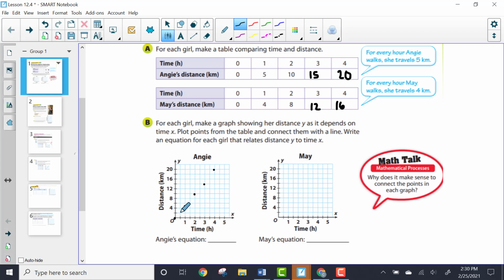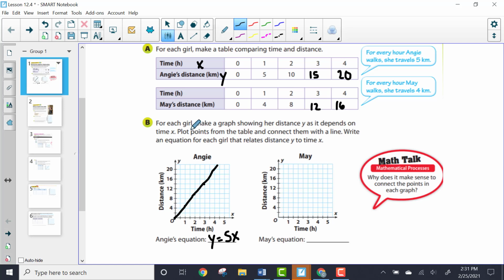Okay, and then as you plot your points, what you want to do is just connect these dots and make that line going all the way through the graph there. And you know you've plotted your points the correct way because you're going to have a nice straight line representing this situation. So when we think about Angie's equation, her distance is going to be y, time is going to be x. So y equals the time, which is x, times 5. So 5 times x. In other words, we multiply x by 5 and we get the y.